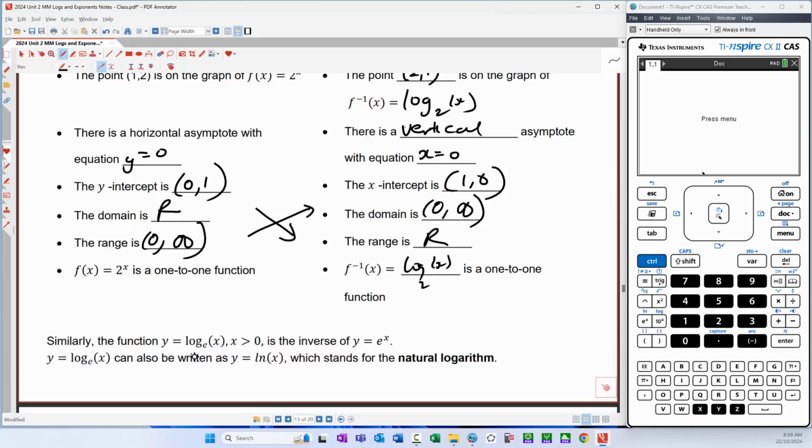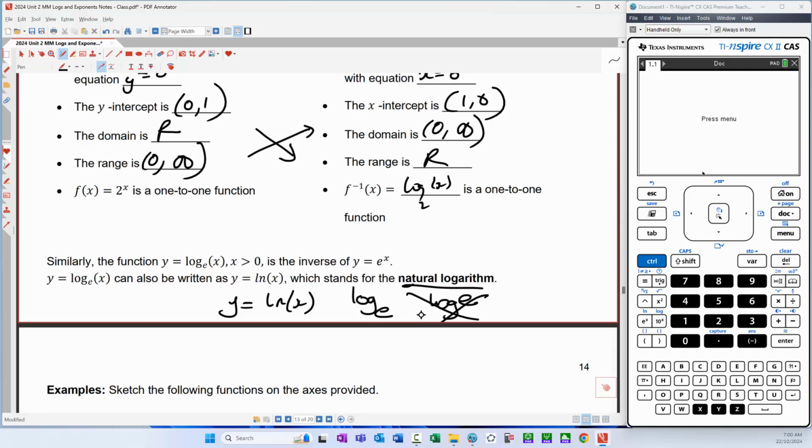Similarly, the function y equals log base e of x is the inverse of y equals e to the x. You'll often see it written as y equals ln x, and we call that the natural logarithm. I don't write it like this, but that's the way some people write it, as ln x. But just a reminder that when we write our logarithms, if it's base e, or whatever the base is, we need to write that base nice and low. So you can't write it like this, log e; that is frowned upon a little bit.